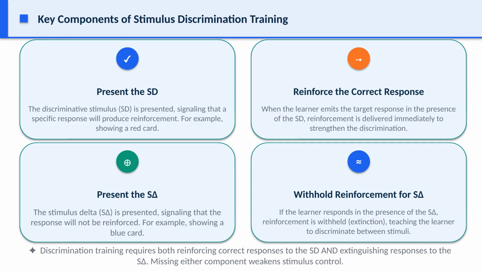Next, you present the stimulus delta, or S delta, such as a blue card, which signals that the same response will not be reinforced. If the learner responds in the presence of the S delta, you withhold reinforcement, essentially placing that response on extinction. This contrast, reinforcement for SD responses, extinction for S delta responses, teaches the learner to discriminate between stimuli. On the exam, you might be asked to identify whether a procedure correctly implements these components or to distinguish discrimination training from generalization. Understanding how the SD and S delta control responding is essential for designing effective teaching programs.